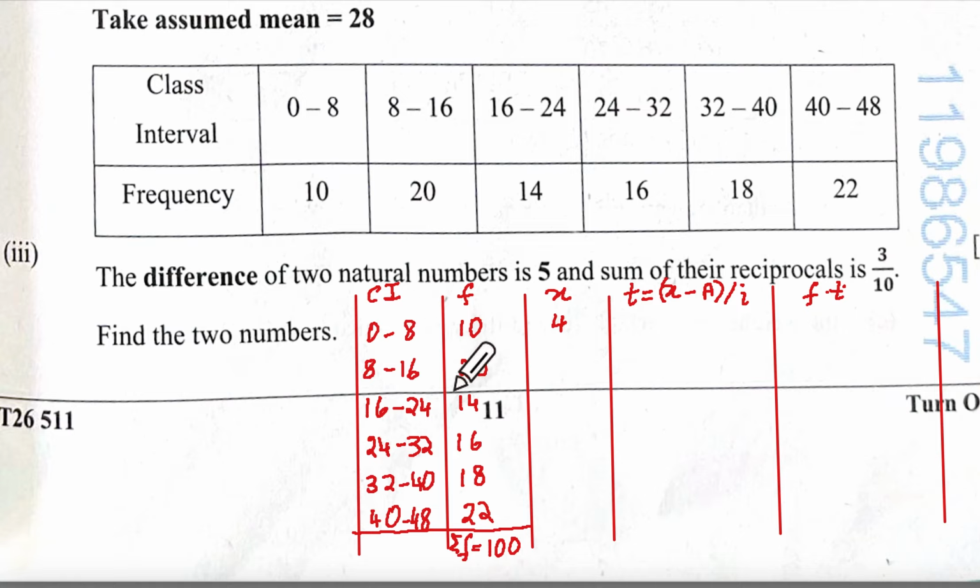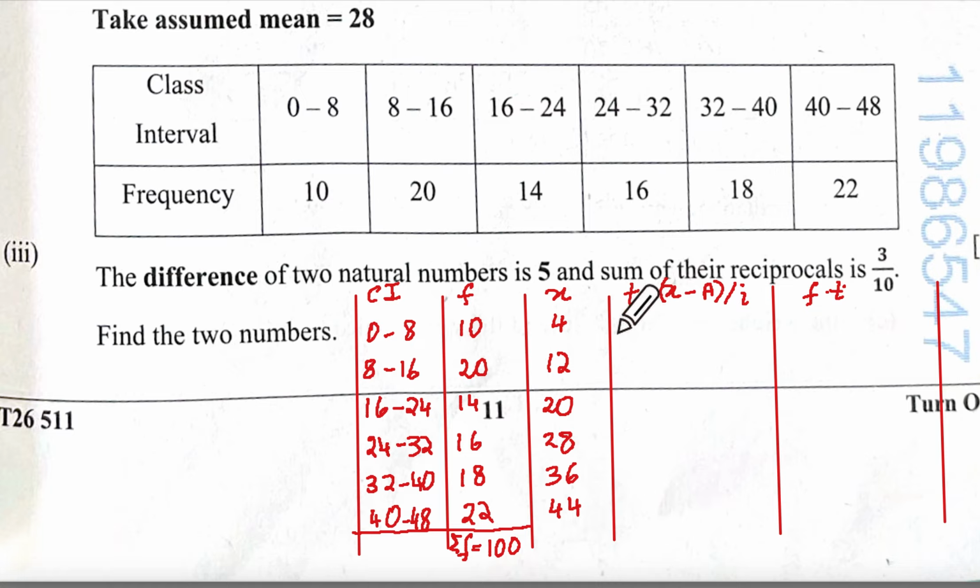8 plus 16 upon 2 will be 12. Correct? This plus this upon 2. So this will be 4 and 8, so this will be 20. As the class mark, this will be 28. And this will be 32 and 4, 36. And this will be 44.